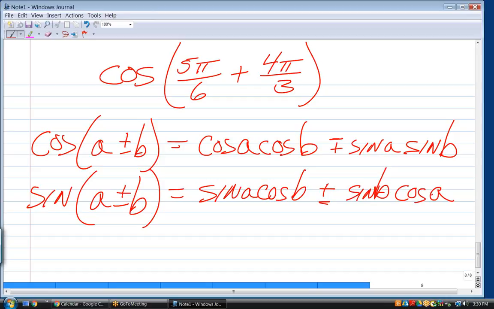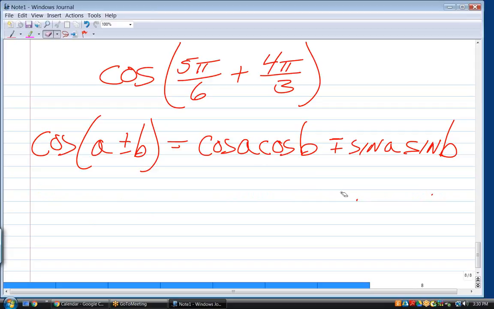Okay? So if we're working off of the first one, now let's use this. We know the answers for each of these. And that's the key. If you know what cosine and sine are for those, then you want to use sum and difference because you're going to be able to figure out the answer. So what's it going to be?